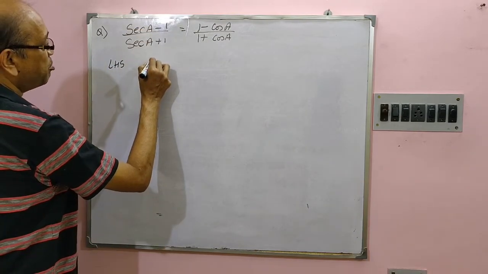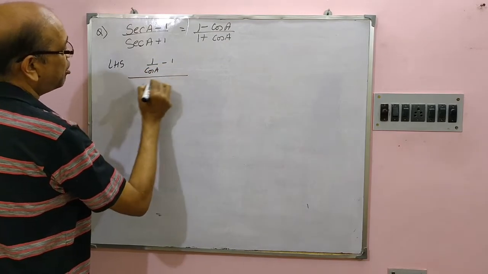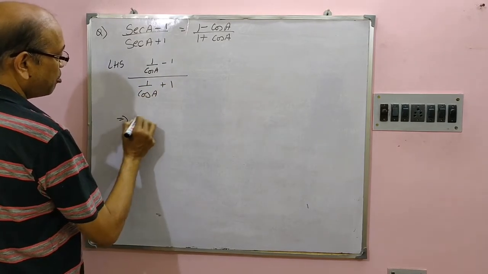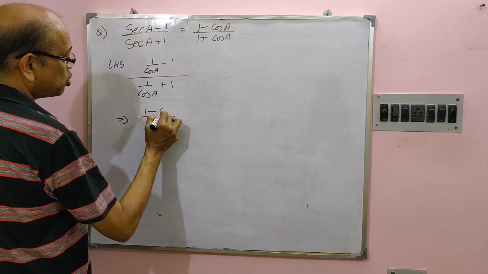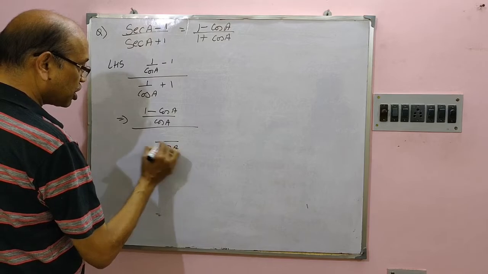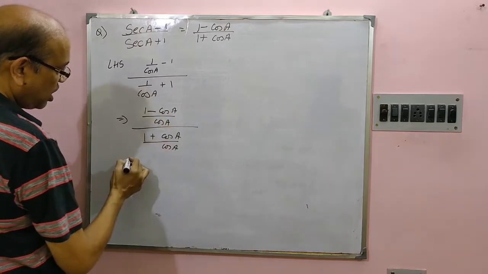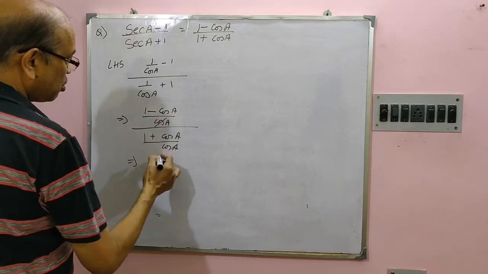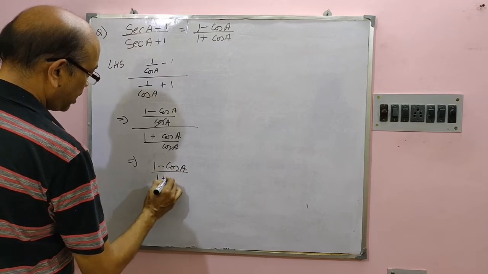So secant A can be written as 1 by cos A. So (1 by cos A minus 1) whole divided by (1 by cos A plus 1). If I take the LCM cos A, then (1 minus cos A) whole divided by, again cos A, (1 plus cos A). Now this denominator cos A gets cancelled out.